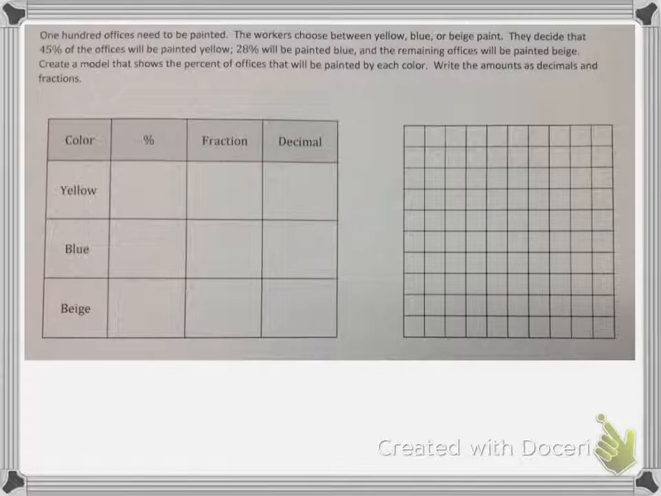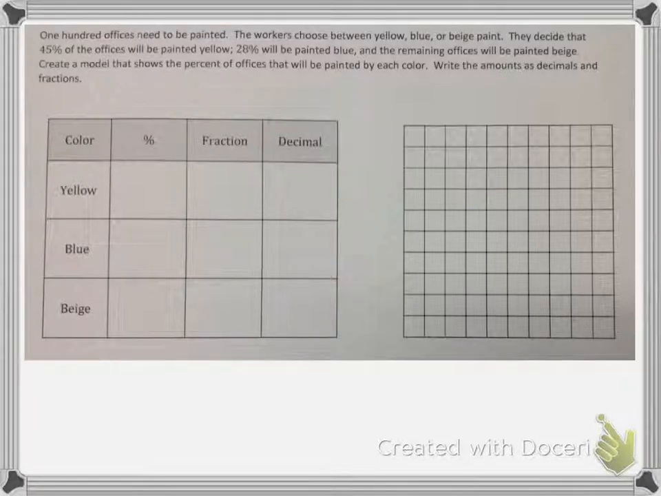Here's the situation. We've got 100 offices that need to be painted. The workers choose between yellow, blue, or beige paint. They decide that 45% of the offices will be painted yellow, 28% will be painted blue, and the remaining offices will be painted beige. Create a model that shows a percent of offices that would be painted by each color.